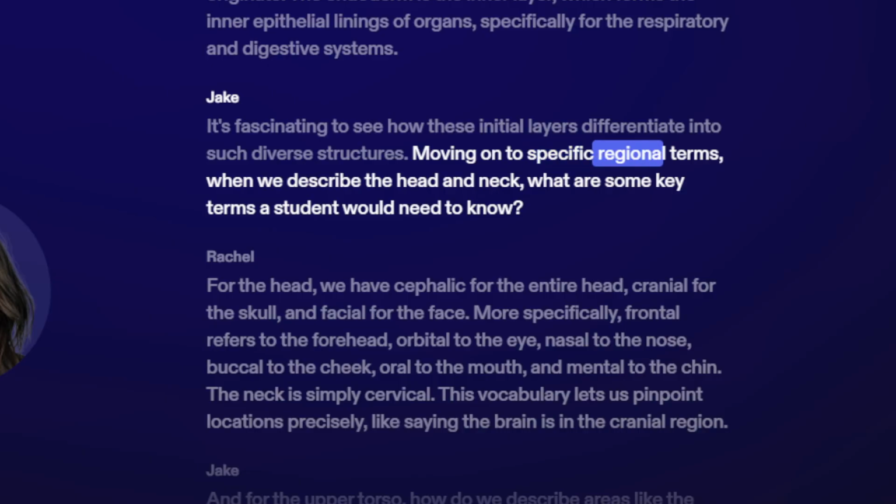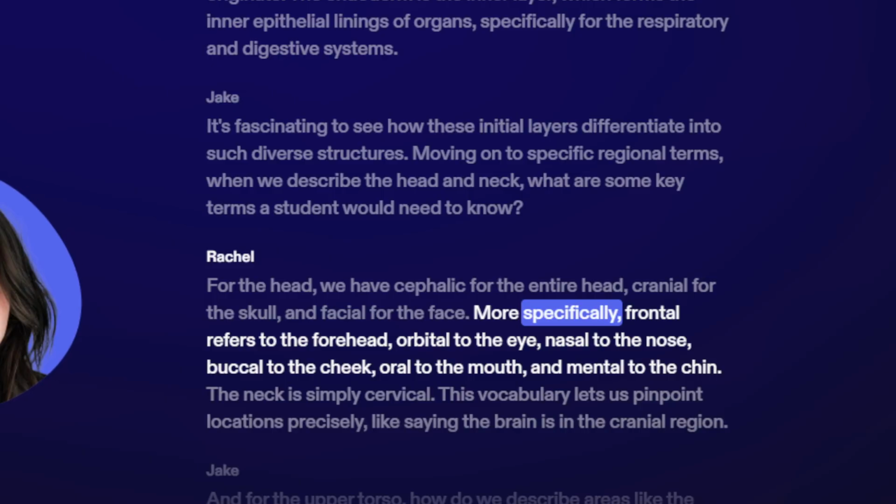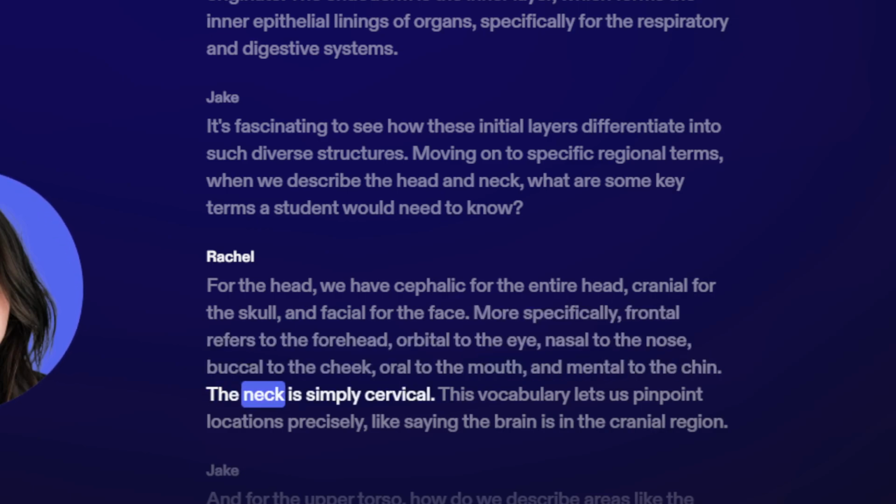Moving on to specific regional terms, when we describe the head and neck, what are some key terms a student would need to know? For the head, we have cephalic for the entire head, cranial for the skull, and facial for the face. More specifically, frontal refers to the forehead, orbital to the eye, nasal to the nose, buccal to the cheek, oral to the mouth, and mental to the chin. The neck is simply cervical. This vocabulary lets us pinpoint locations precisely, like saying the brain is in the cranial region.